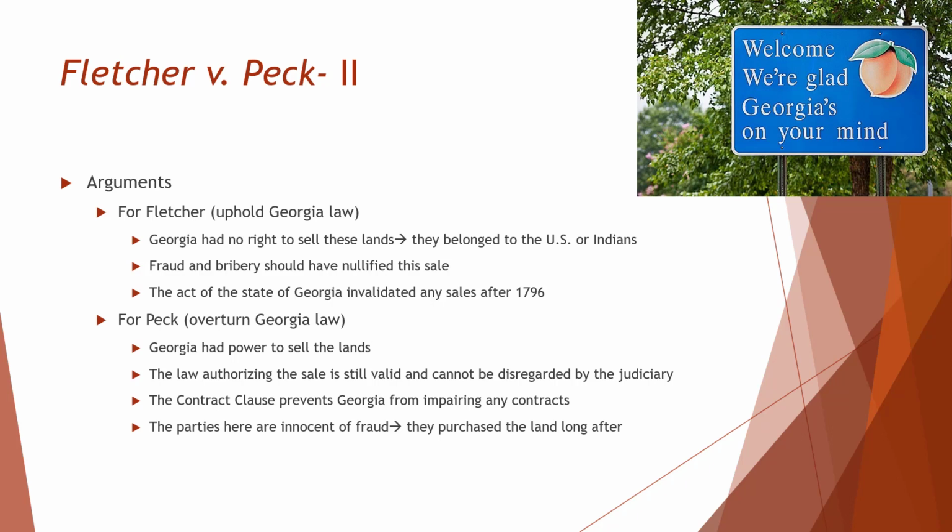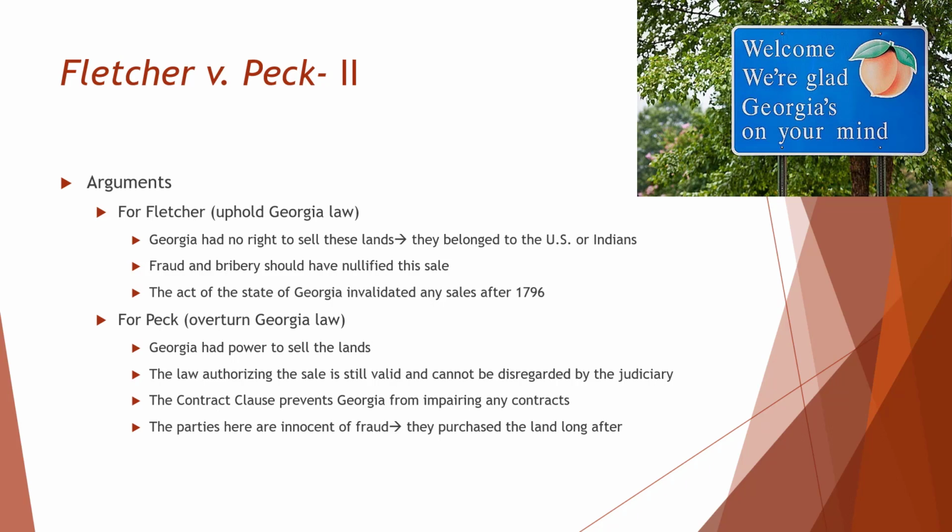So what they said is Georgia couldn't even sell these lands in the first place. These lands were not attached to the colonies. They belonged to the United States or the Indians. States did not have the ability to do this. He also said that fraud and bribery influenced passage here. Therefore, this nullifies the sale. So finally, says that the legislature had the power to rescind this, the subsequent ownership of the land.